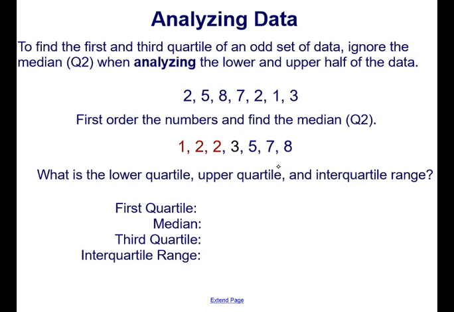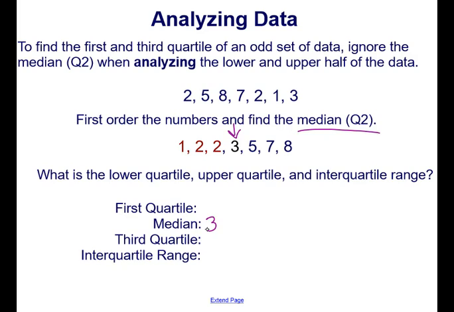Ordering it from least to greatest gives us a data set of 1, 2, 2, 3, 5, 7, and 8. And right in the middle is 3. So the median in this case is 3. You have 3 numbers before that number and 3 numbers after that number as well. So now we want to find the lower quartile, or the first quartile, the upper quartile, which is the third quartile, and then the interquartile range is the difference between the two. So we already know the median is 3.